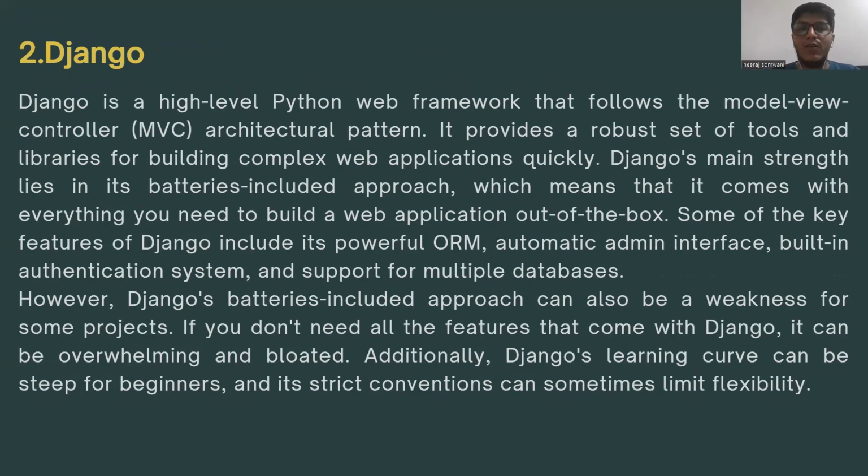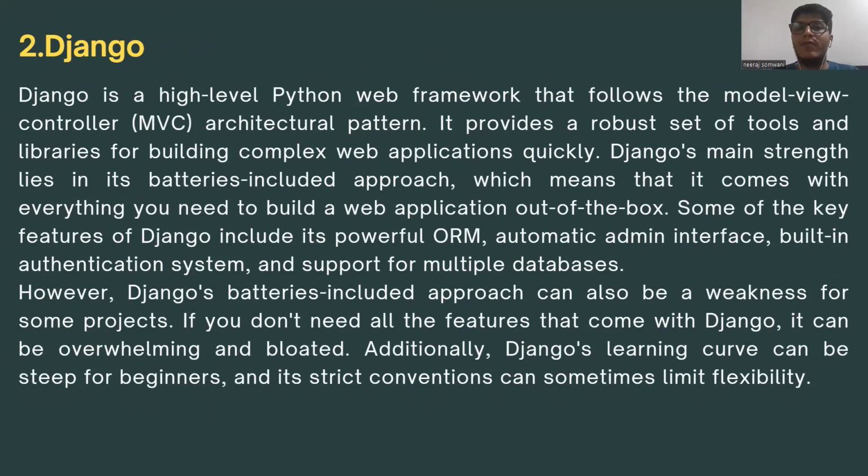So first one is Django. Django is a high-level web framework. It uses the MVC architecture pattern. It provides a robust set of tools and libraries for building complex web applications. Django's main strength is that it comes with the web application features out of the box. It gives a structure for web pages, so the developer can easily insert their data into the database and manipulate it.